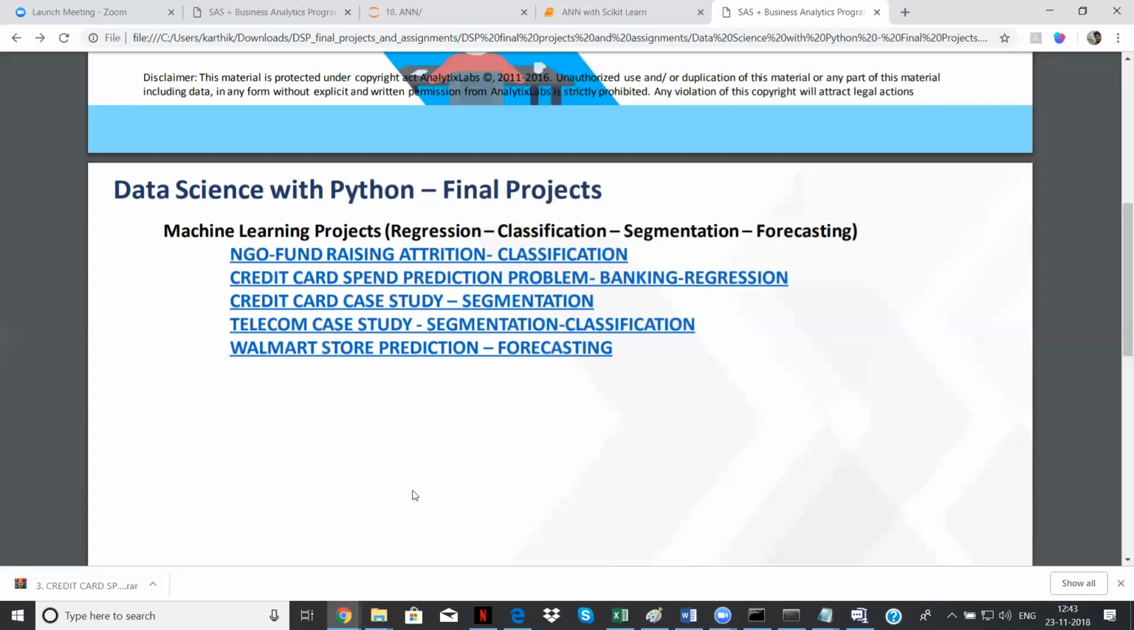Now, this telecom case study also has a classification problem to it. Look at the data and figure out what will be your Y variable. What classification are we doing on this telecom data? Clear?